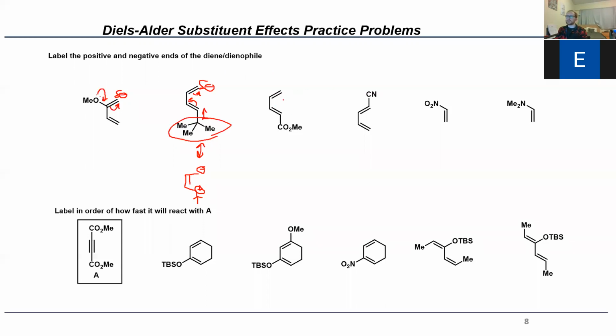And so we can do similar things for electron poor dienes. In this case, electrons can be accepted into the ester. And so this makes this the partial positive end of the diene.